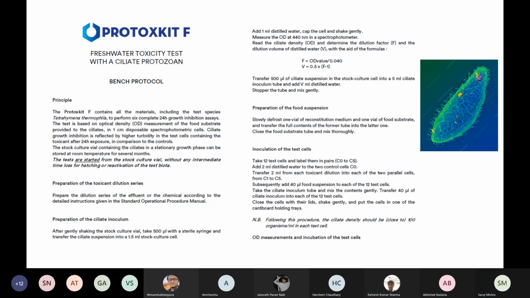Ma'am, you talked about Tetrahymena. Is this Tetrahymena or paramecium? No, this is Tetrahymena thermophila, ma'am, but it is a protozoa.